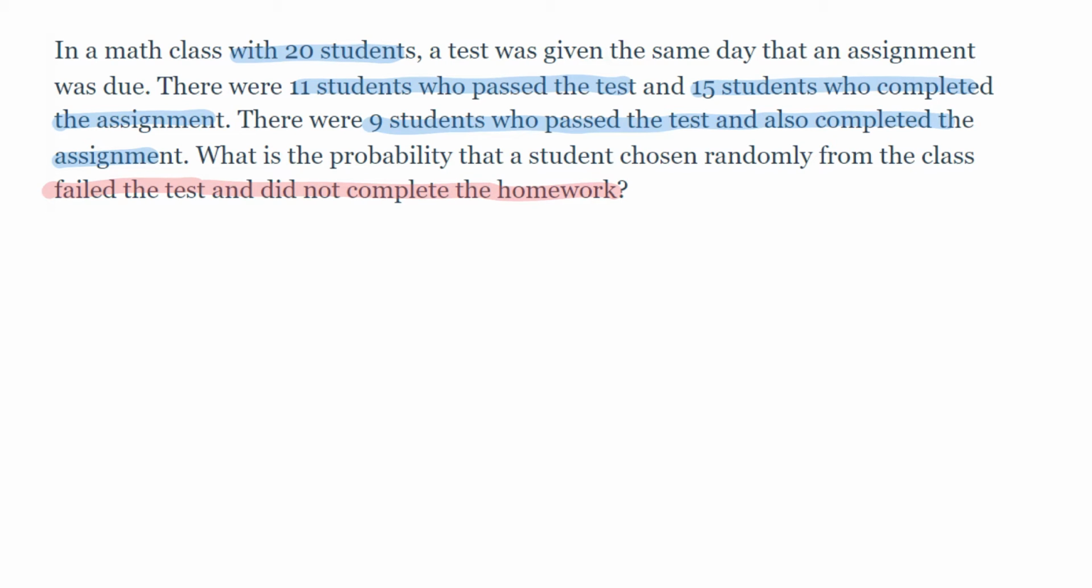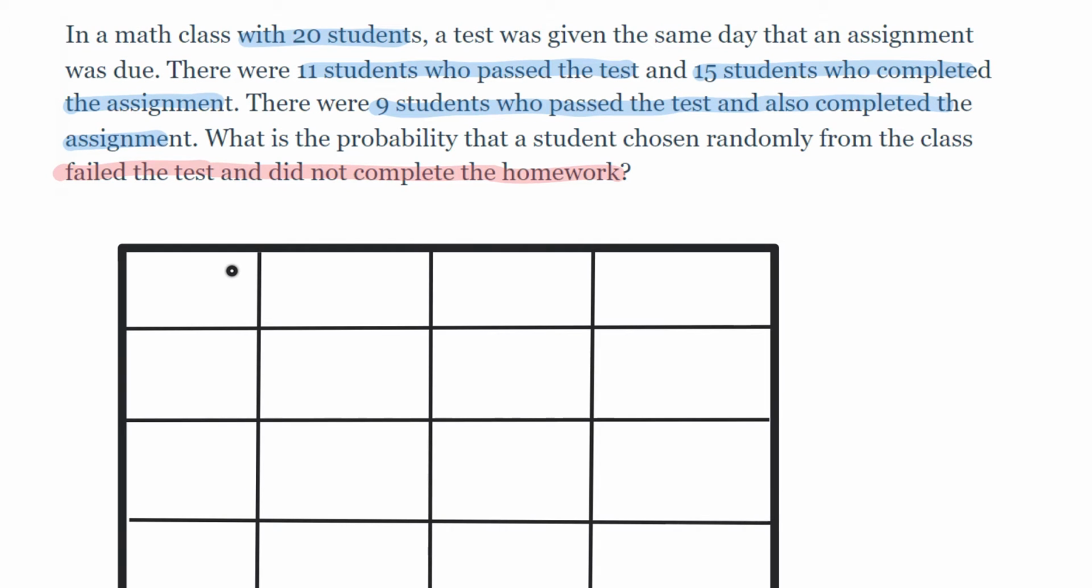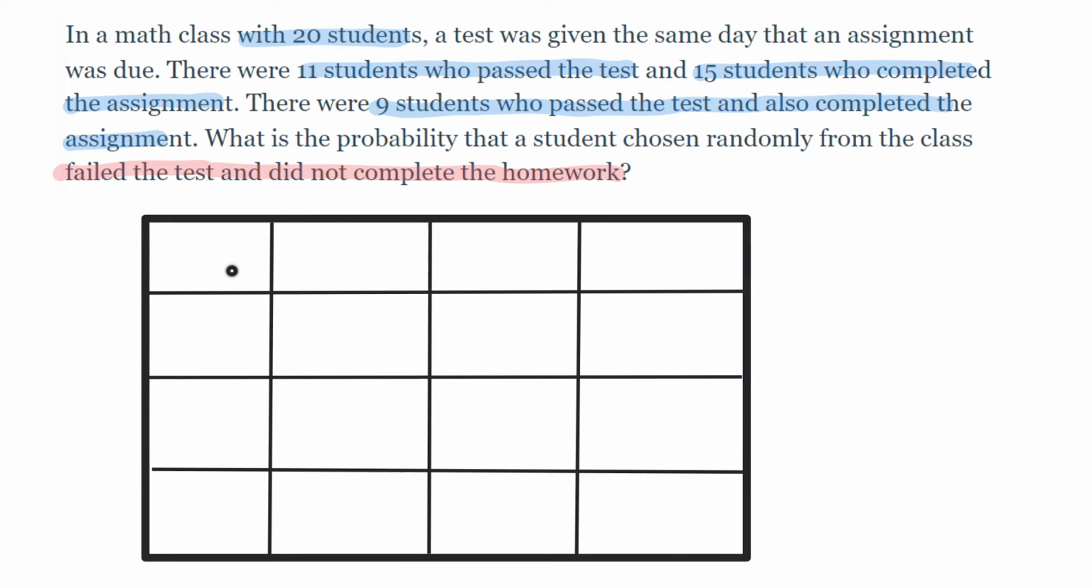All right, so let's go ahead and set up a table first. So here we have a table, and we want to make sure that our table identifies what we have. We have the test and we have the assignment. So what I'm going to do is put our two categories. We've got our test on the top. We've got two options. We could have passed the test or we failed the test. Those are our only two options for the testing.